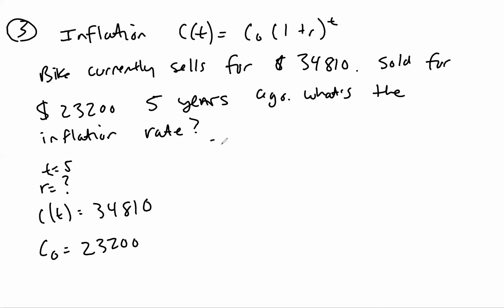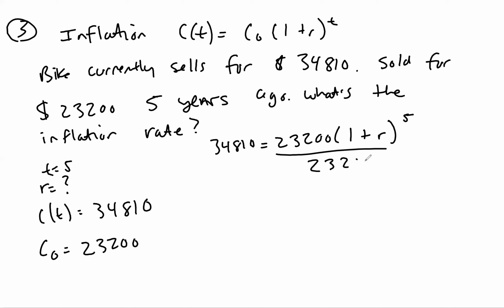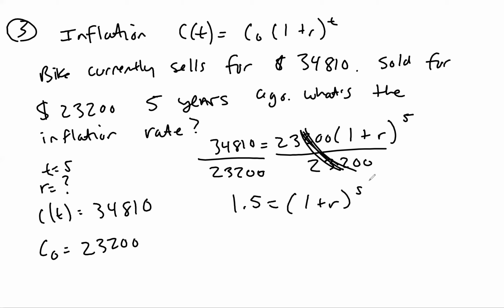So I will have 34,810 equals the initial value, 23,200, parenthesis 1 plus R, because I don't know that, and then the T is 5. And so now all I'm trying to do is get R by itself. The first thing I'm going to do is divide both sides by 23,200. On the left-hand side, that's going to turn into 1.5. On the right-hand side, the 23,200s cancel, of course, leaving me with 1 plus R to the 5th.